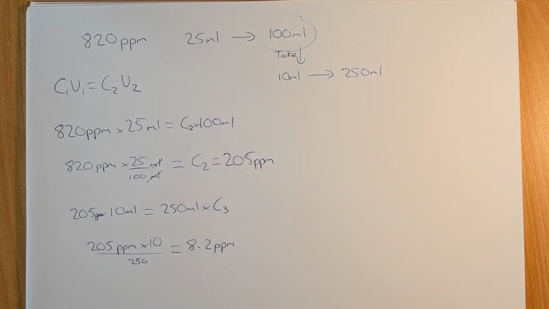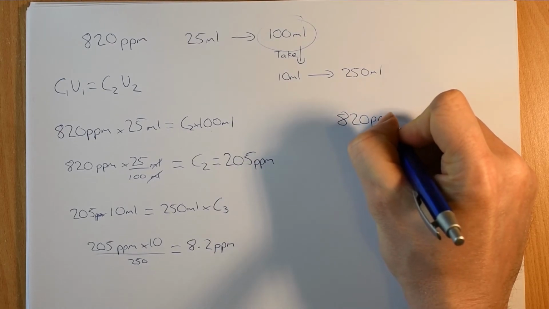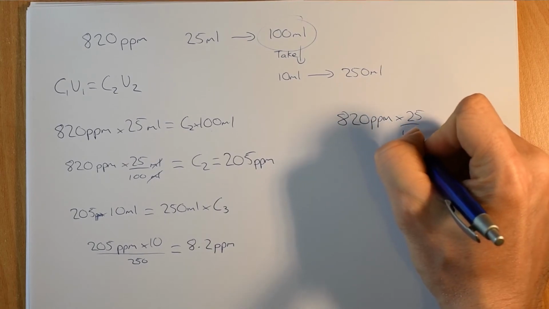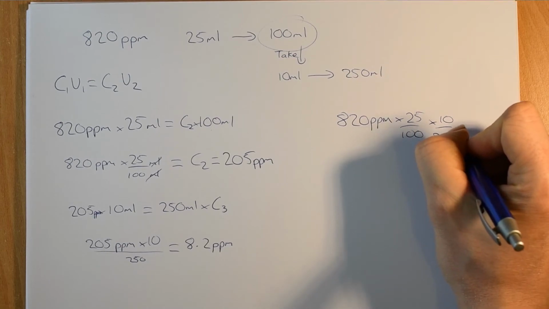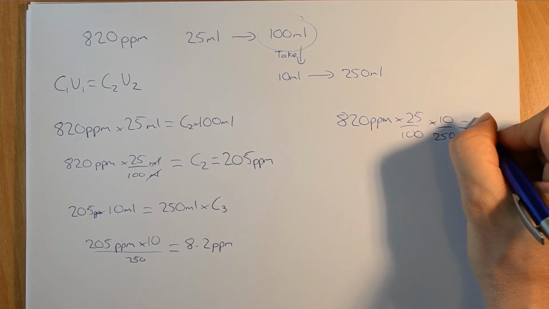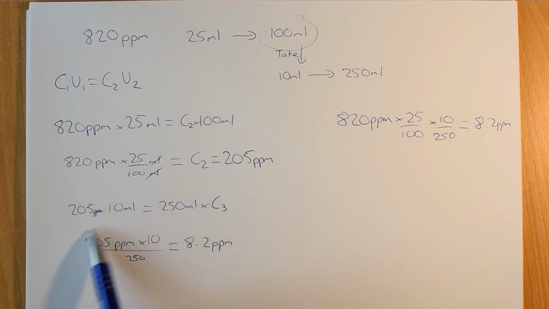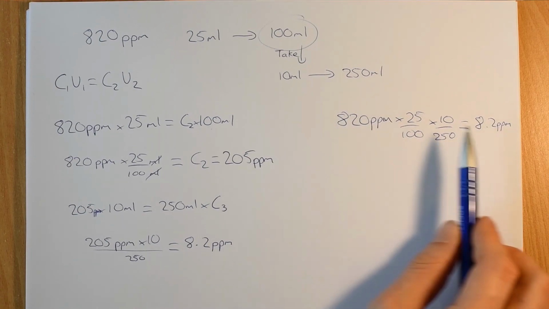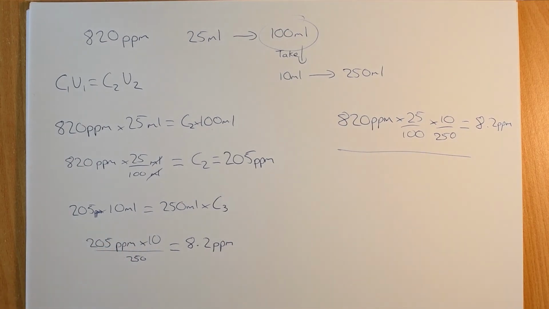The shortcut to this is that you don't have to do these as separate stages. You can just do them all at once. 820 ppm multiplied by 25 divided by 100 multiplied by 10 divided by 250 gives you the same 8.2 ppm. Because you're multiplying and dividing, it doesn't matter what order you do them in, they are commutative, so you'll get the same answer out. This is the fast way of doing it, but the earlier steps explain what's actually going on.